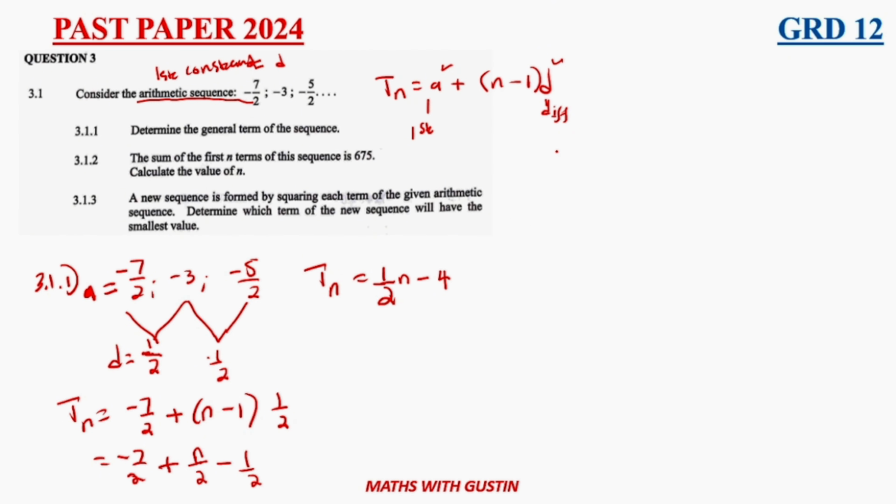So let's move on to 3.1.2. It says the sum of the nth term of this sequence is given by that. Calculate the value of n. We know that with arithmetic, this sum formula is given by Sn. You can check it on your formula sheet, guys: n over 2, bracket 2a plus n minus 1, all in brackets, d, and then close. They've already given us Sn, which is this one here.